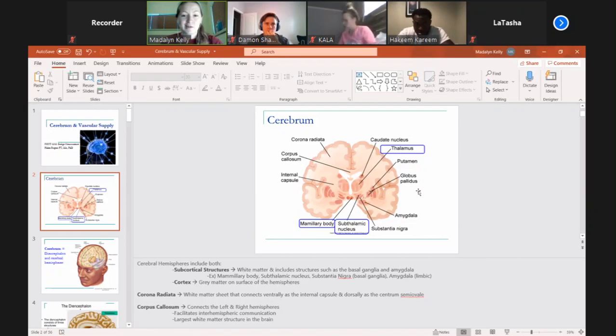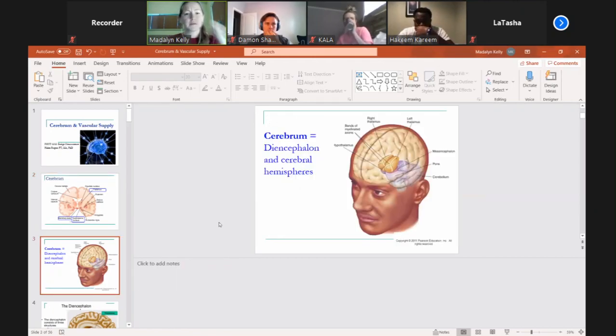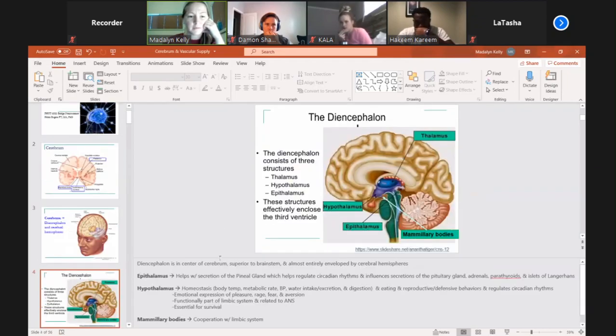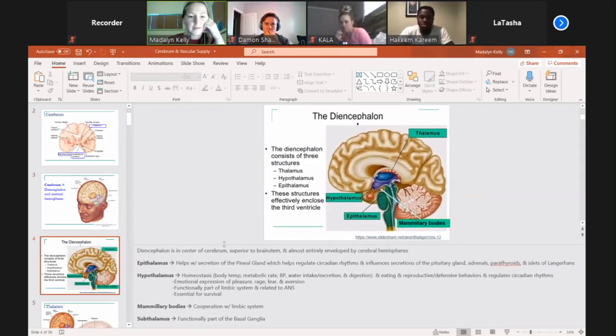She did not really talk about all of them, so I only emphasized the ones she really did talk about most, and then what I got in the book. The cerebrum, knowing that the cerebrum includes the diencephalon and the cerebral hemispheres. So in the diencephalon, we have the epithalamus, the hypothalamus, the mammillary bodies, and the subthalamus.